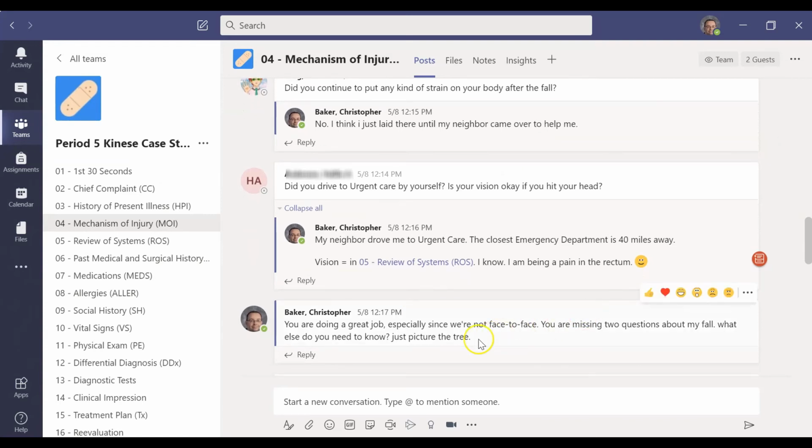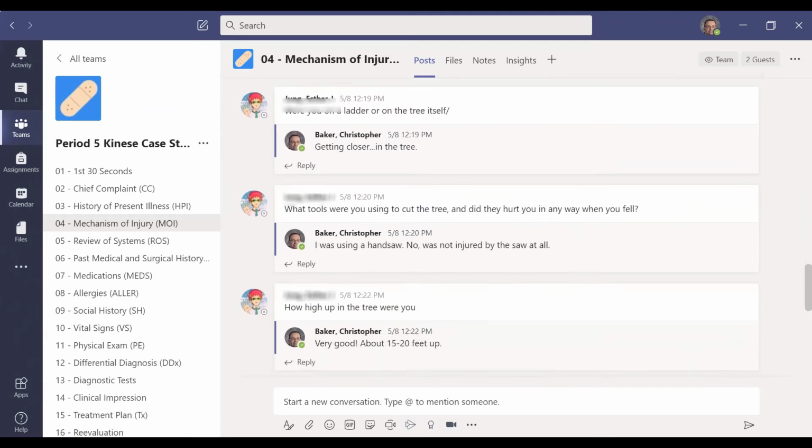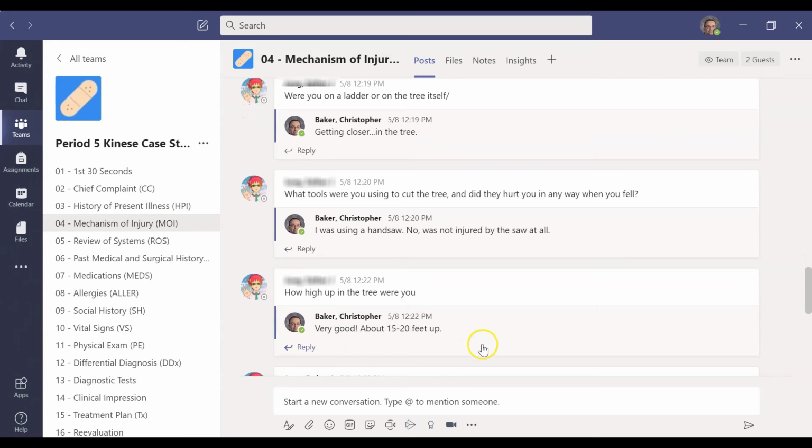In this conversation here, I tell them we're missing something. I know we're not face to face, but we're missing something. Keep digging, digging, digging. And there we go. How high up in a tree was I? It's a 40, 50-foot tree, but I didn't fall that far. I fell 15 to 20 feet.